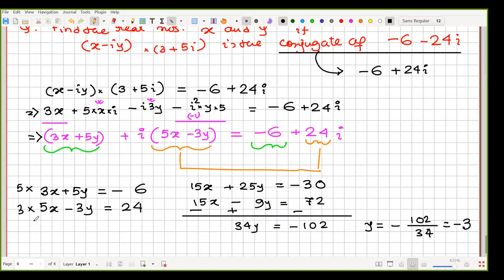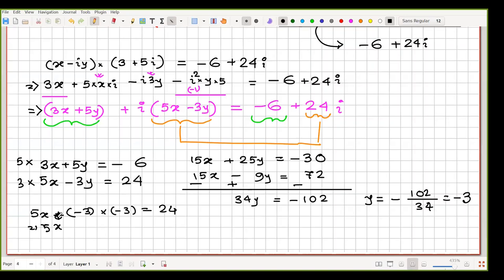And from here, we can solve anything. That is 5x minus 3 into minus 3 is equal to 24. Or 5x, that one is minus, na? Minus 9 is equal to 24. Or, oh, sorry, that is minus, plus 24. So what is going on here?